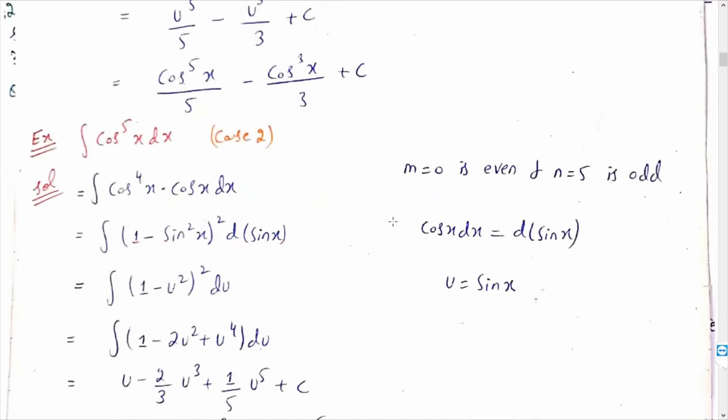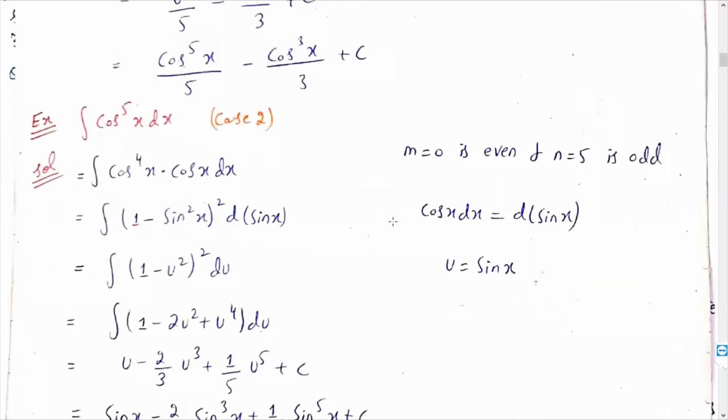Now comes another example, cos raised to the power 5x. This is basically your case 2, because the power of cos is odd. Now we can basically break it into cos 4x into cos x. Now we can write cos 4x as cos square whole square.